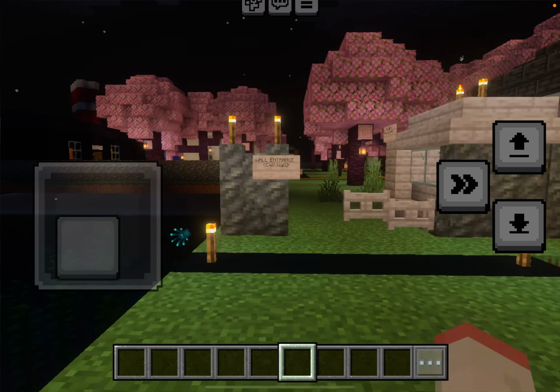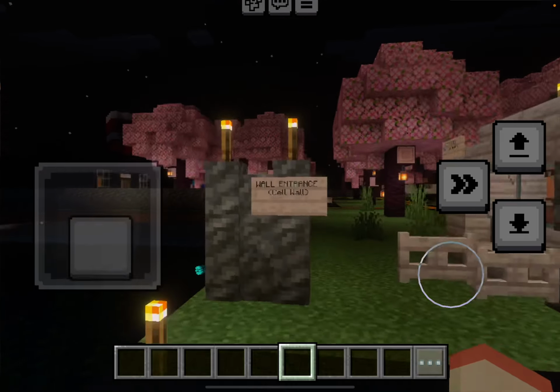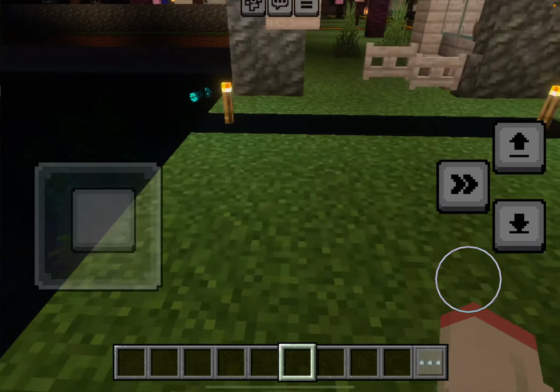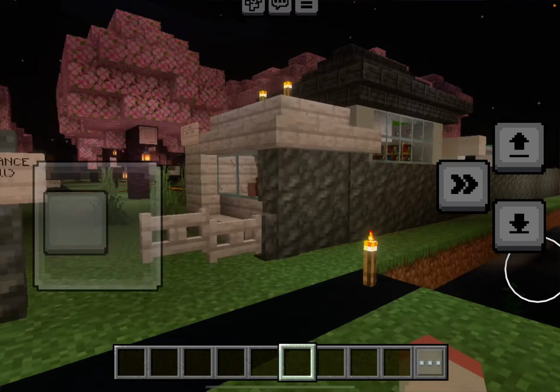Hello there, and today we're going to be doing the Cell City. This is my Cell City. It's pretty big, only a few buildings though. So we'll start on the outside and then we'll go more in.